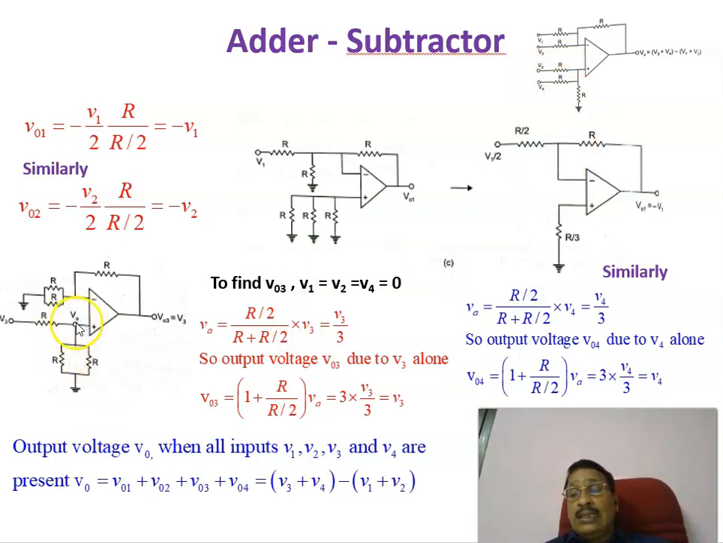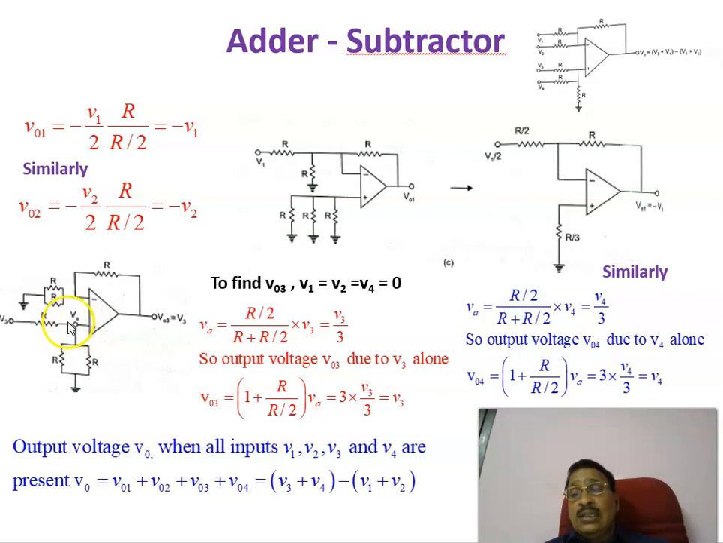Now, what is the voltage at this point? If you calculate the voltage at this point, it is V3 divided by R plus R by 2, into R by 2, and you will get V3 by 3. This voltage is equal to V3 by 3. The voltage at the non-inverting terminal is equal to V3 by 3 by this equation.